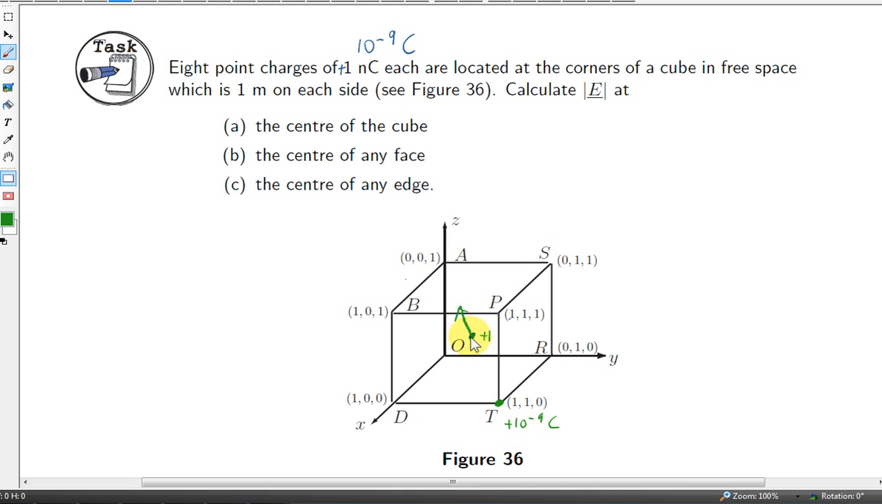Similarly, we have a force on this charge of +1 coulombs due to the positive charge at A, which is also 10 to the minus 9 coulombs. And because the distance of this point to A and T is the same, these two forces will have the same magnitude. Now if we sum these two forces, we'll get 0. So that's just for the charges at A and T. And of course, we'll have a similar situation for the charges at D and S.